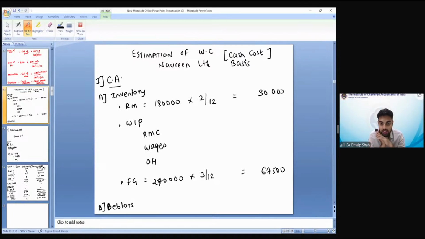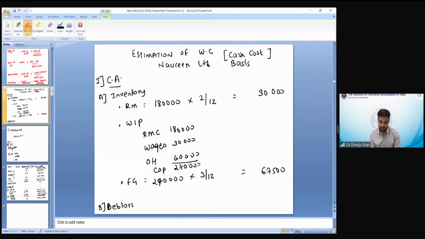So I wrote it individually rather than writing total. ठीक है. सर ऐसा क्यों किया, आपको बहुत जल्द समझ आएगा. Raw material, how much is the cost? 180. How much is the cost of wages? Labor is 30. How much is the cost of overheads? 60. So at the end आया तो 270, which is my cost of production.